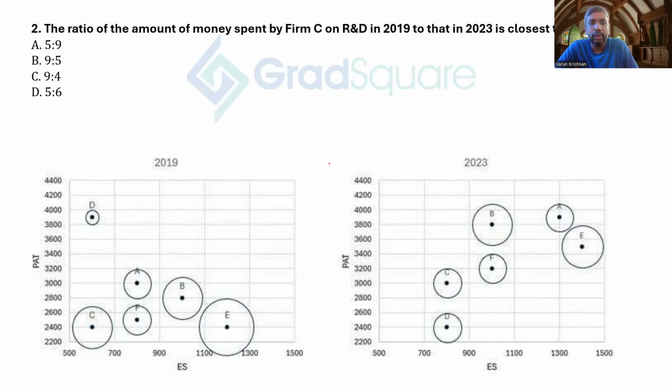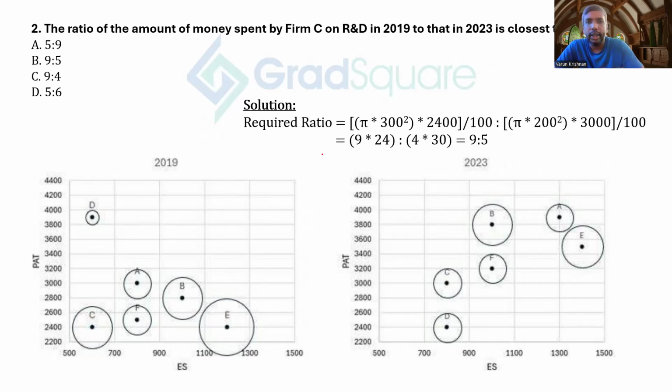If I want to calculate this ratio for 2019 versus 2023, then for 2019 the radius is 300, so pi 300 squared, as we had discussed before, to find out absolute R&D: pi 300 squared, that much percentage of 2400, is to, for 2023, pi 200 squared, because the radius is 200 here and PAT is 3000. If I simplify all of this, I'll get the answer as 9:5. It's a very simple calculation. So 9:5 will be the answer. Straightforward answer for question number 2.